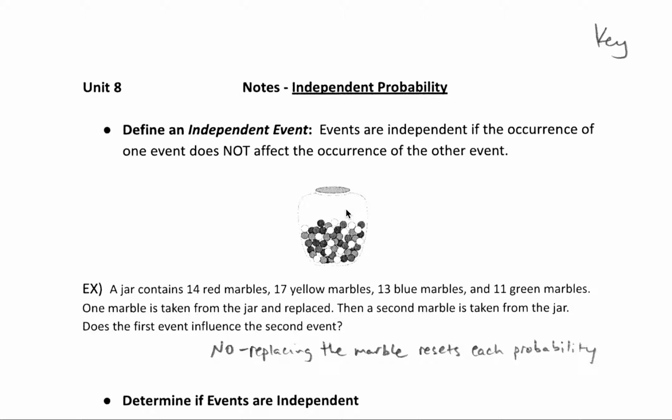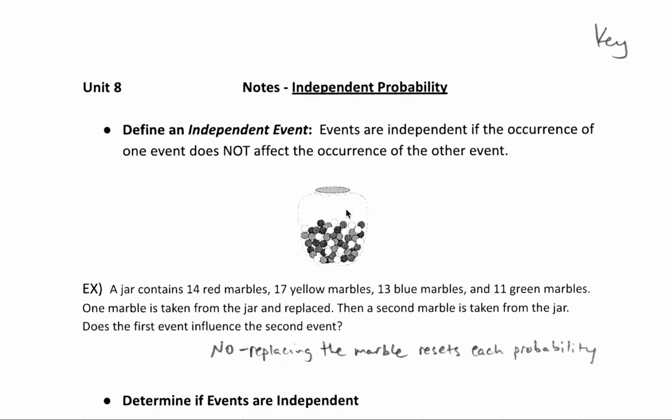In this video, we're going to be talking about independent and dependent probabilities. And so we're going to have events that follow one another, and they're either going to affect one another or they're not going to affect one another. First, let's talk about the independent events. Those are events that do not affect one another.